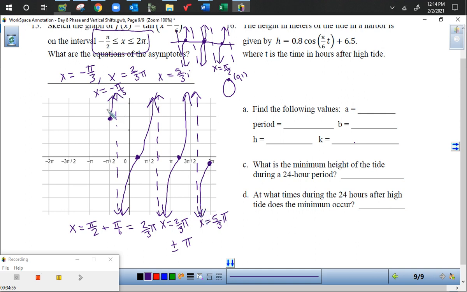I'm not going to make you graph those parts. Whatever your restriction is, stop at the asymptotes that are closest to it. You don't have to worry about the extra.